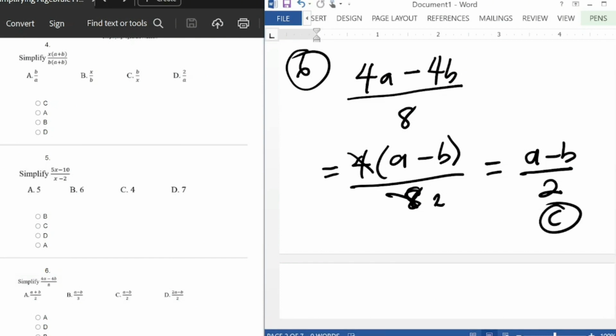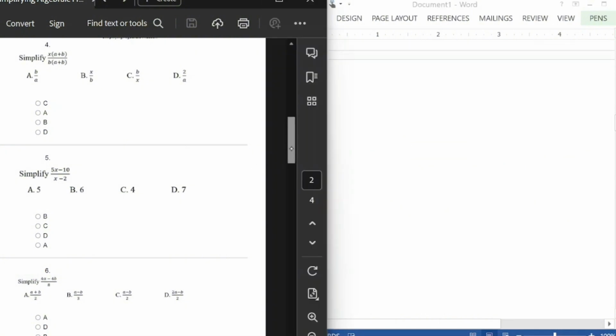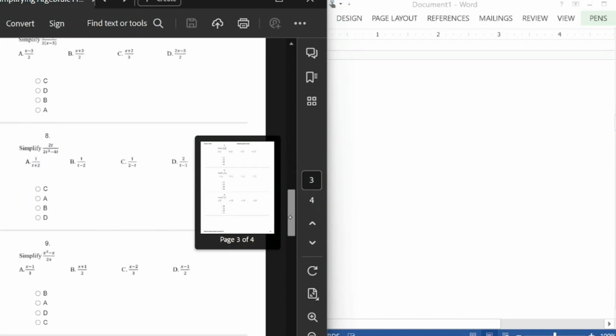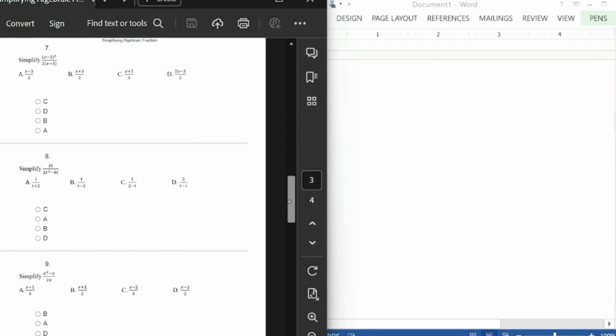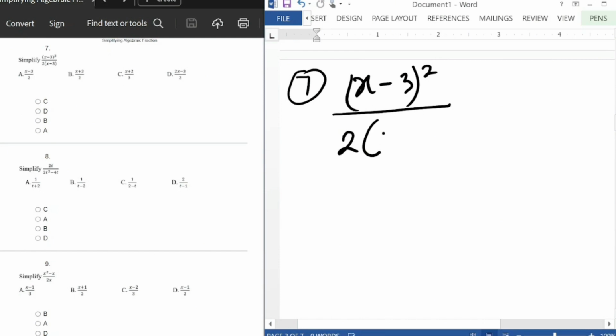Right, so let's move to the next, number 7 now. For question number 7, simplify x squared, x minus 3, everything squared, divided by 2 into brackets x minus 3.